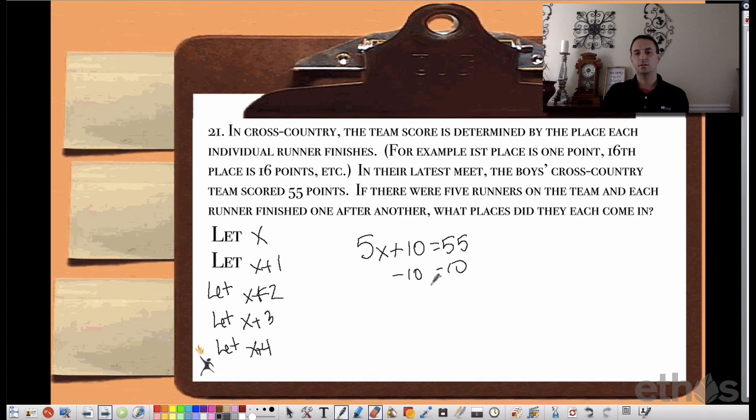Subtract 10. 5x is equal to 45. Divide by 5. And our first runner finished in 9th place. So 9th, 10th, 11th, 12th, and 13th places.